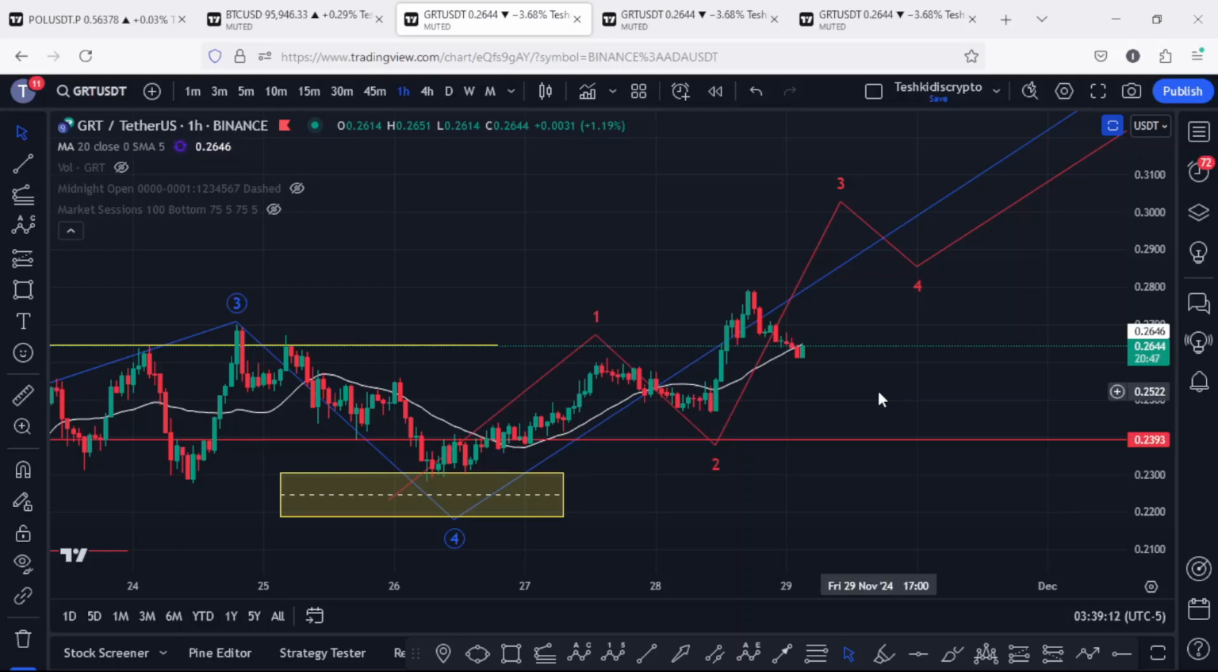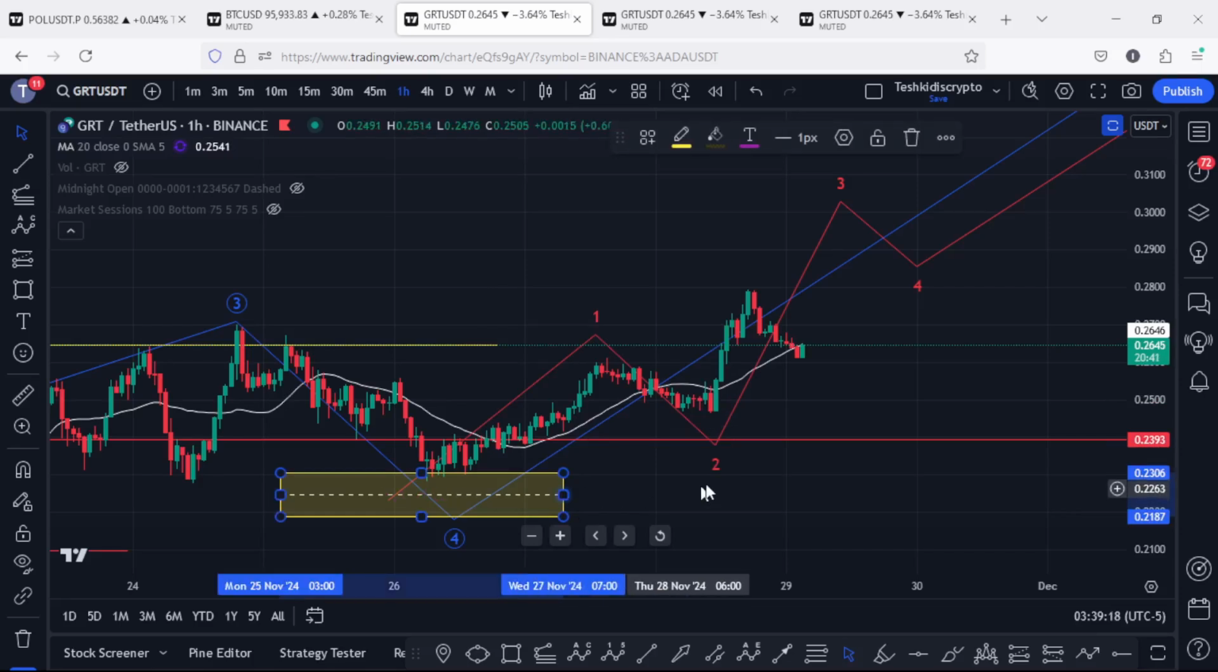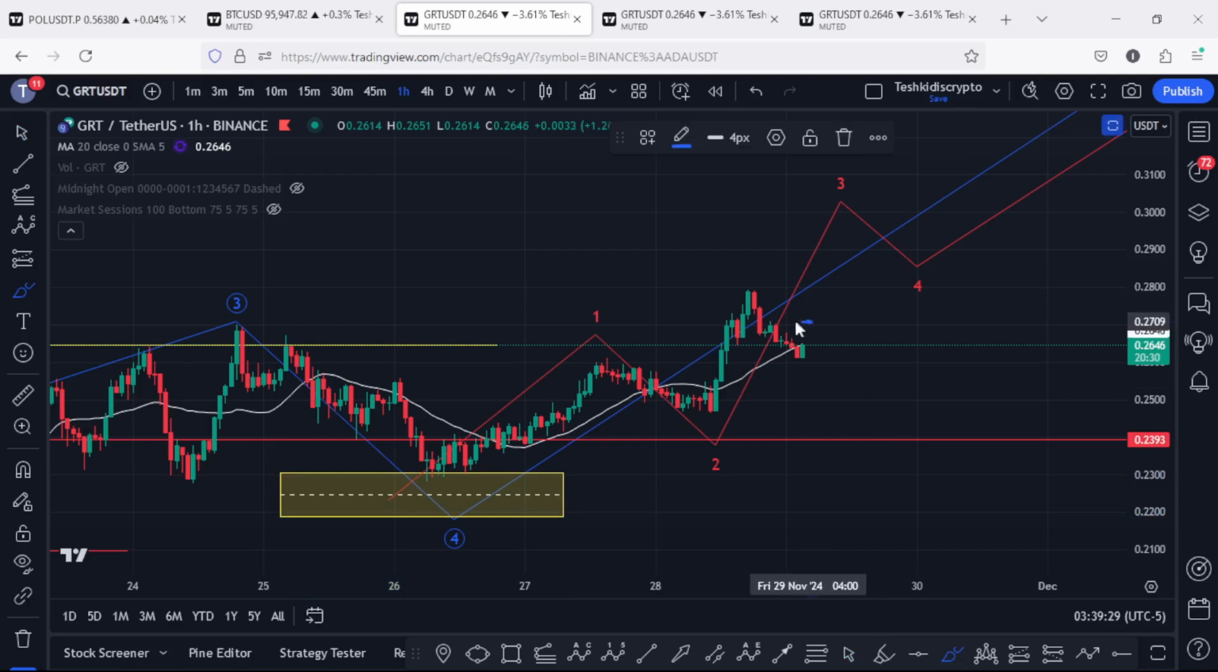GRT finally gave us an explosive bounce to the upside after we continued to hold above our key area of support between the 0.2306 and the 0.2187. And at the time of this recording, we are now attempting a break above the 20-day MA here on the 1-hour chart to flip it back into support, and also a break above our key area of resistance above the 0.27.